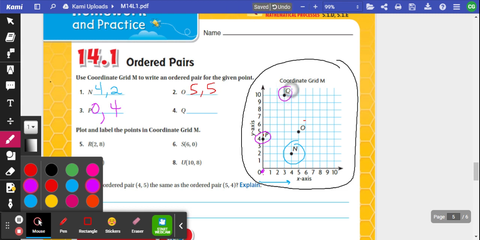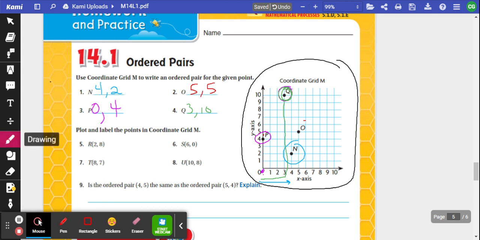And the last one is Q, way up here. I'm going to switch that over to green. And I'm going to start at the point of 0, and I'm going to go 1, 2, 3 to the right, and then I'm going all the way up to 10. So it's 3, 10 are my coordinates to locate point Q. All right, any questions on that? If so, leave a message and I can get back to you. If not, let's go ahead and move on.